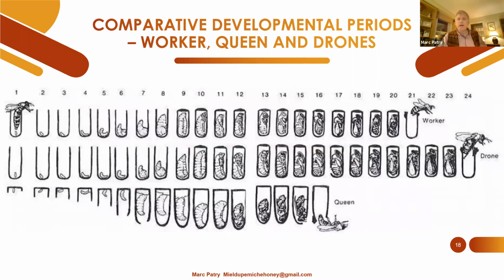So here again is a comparative chart of the time it takes for the different castes to emerge as adults. The queen doesn't take that much time, 16 days, a little over 2 weeks.